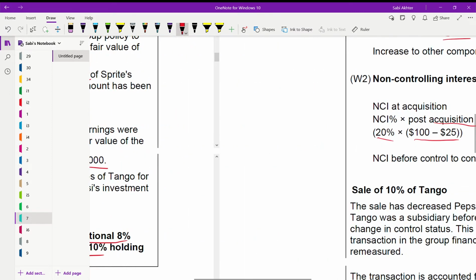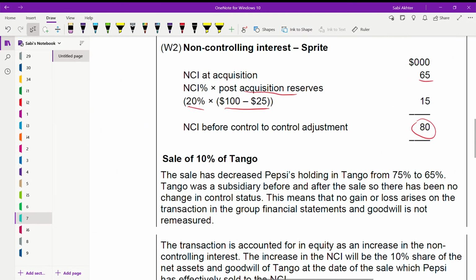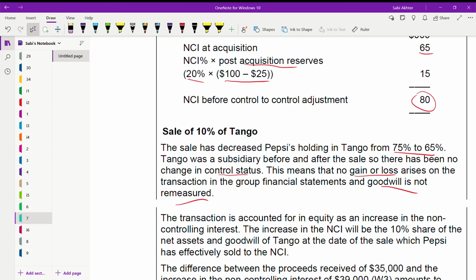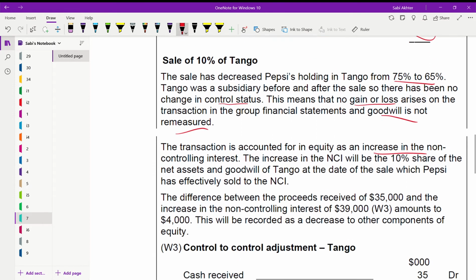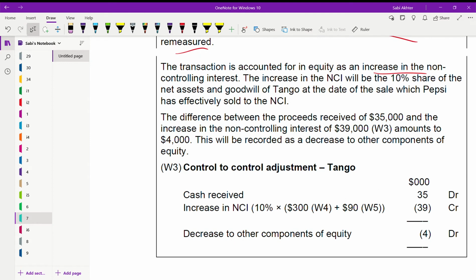Now let us read. So this is also control to control. Same. No control is lost. No gain or loss. Goodwill is not remeasured. Here also there's an increase in NCI. So you have to calculate it. But this is a sale. So because it's a sale, you are receiving the cash. And there will be an increase in NCI because it's a cash disposal. So 10%.